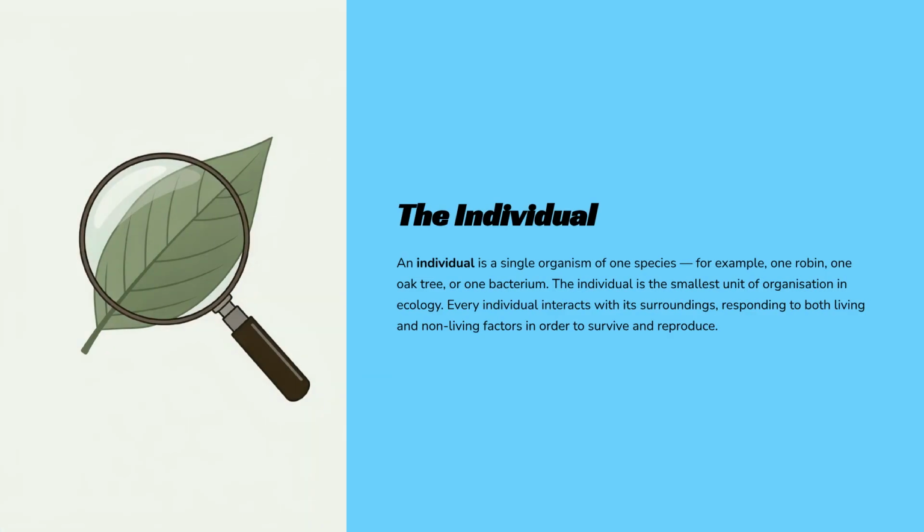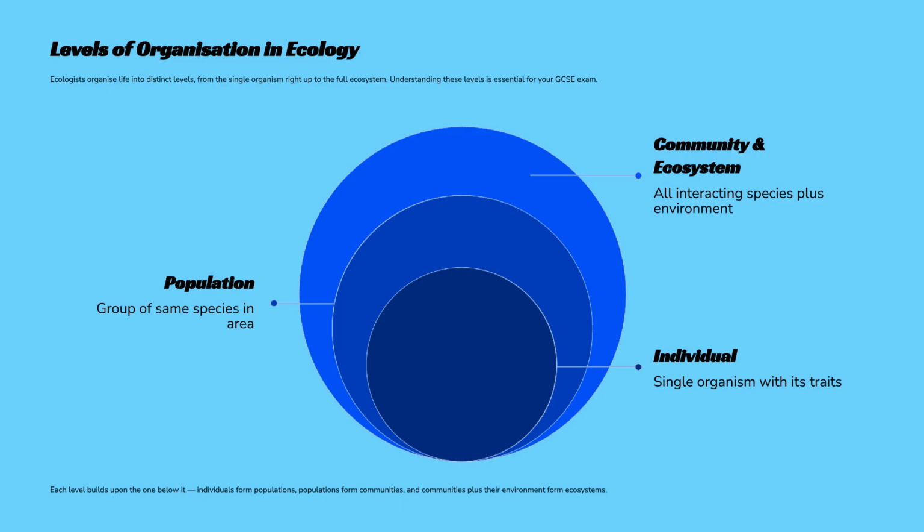The basic unit of ecology is the individual. A single organism, such as a robin or an oak tree, interacts with both living and non-living factors to survive and reproduce. Ecologists organize life into levels. Individuals form populations, populations form communities, and these communities, together with their physical environment, make up an ecosystem.